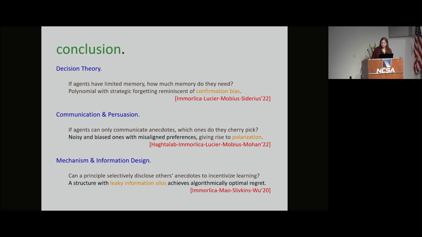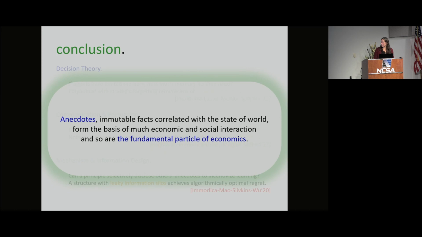So that's kind of where I wanted to take you through this story of, let's think about data as being fundamental to mechanisms and to economics, and see what happens as we build models in classic economic settings using data as its basis. And I guess the high-level takeaway here isn't really any of these individual papers, but more this idea that I'm excited about, which is that anecdotes, which are immutable facts that are correlated with the state of the world, form the basis of much of our economic and social interactions, and we should study models that use that as the foundational component. Thank you.